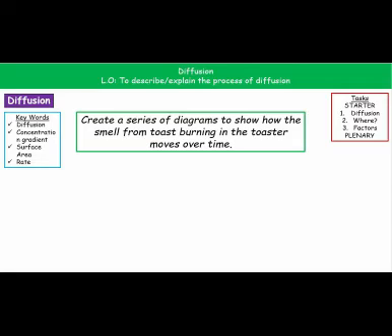I'll just give you one more minute to finish those off, so make sure they're all drawn and labelled.